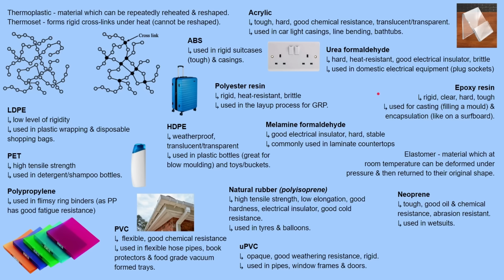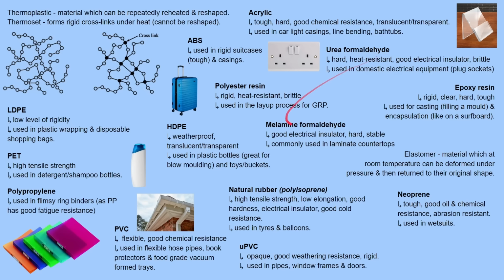Most/all thermosets are brittle. That's one property across all the different thermosets. So polyester resin is rigid, is heat resistant, but it's brittle. So heat resistance comes from the fact that they can't be reheated. So if it's heated, it won't melt, basically, which makes it heat resistant, but it's still brittle. And then it's used in the layup process for glass reinforced plastic and carbon fiber reinforced plastic, as I talked about in the composite section. And then epoxy resin is rigid, clear, hard, tough, used for casting, so filling a mold, and encapsulation, which is how surfboards are made.